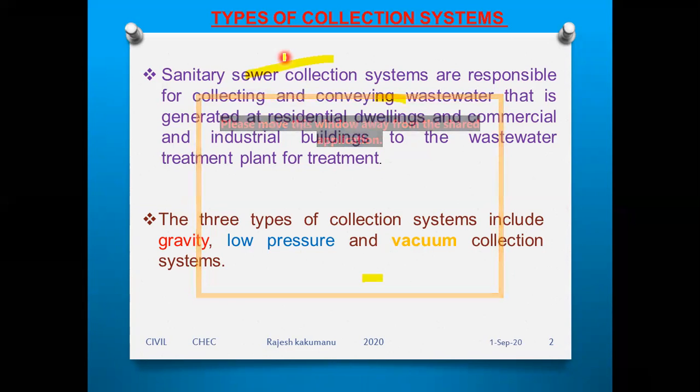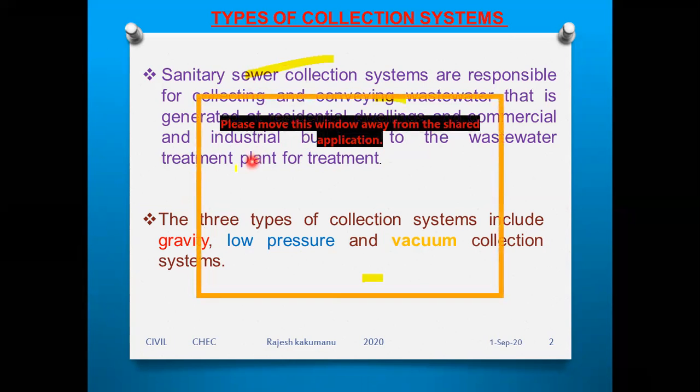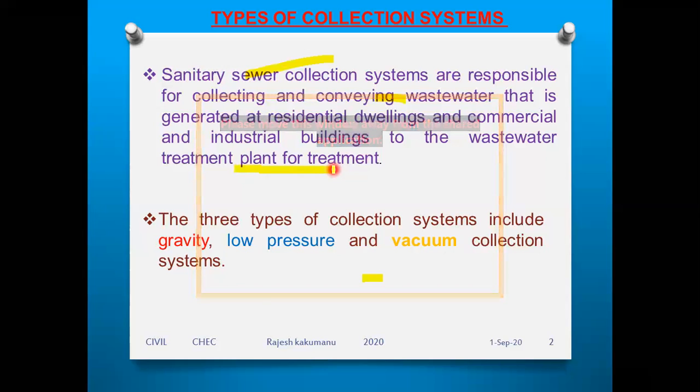Sanitary collection systems are responsible for collection and conveyance of wastewater that is generated at which places? Residential areas, right? And also the commercial areas and industrial buildings, and conveying the wastewater to the wastewater treatment plant. So this sanitary sewage waste is coming from residential, commercial, and industrial areas, and it is sent to the treatment plant for treatment. So how does it come?